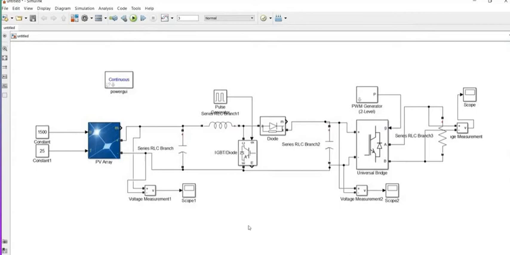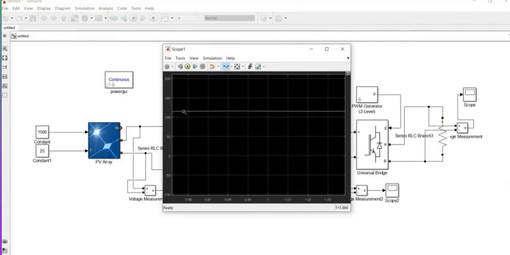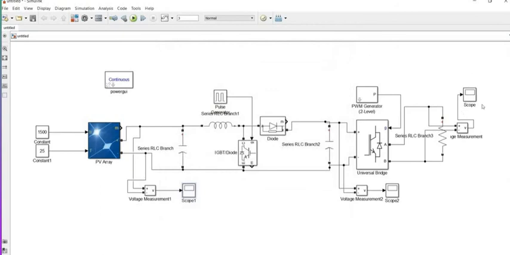Now run your circuit. After running, click on this first scope to see the output of the solar panel. Here you are getting the 120 volts DC, right? So in solar panel we are getting the 120 volts DC, but our home requires 240 volts, right? So that's why I'm connecting the boost converter here.